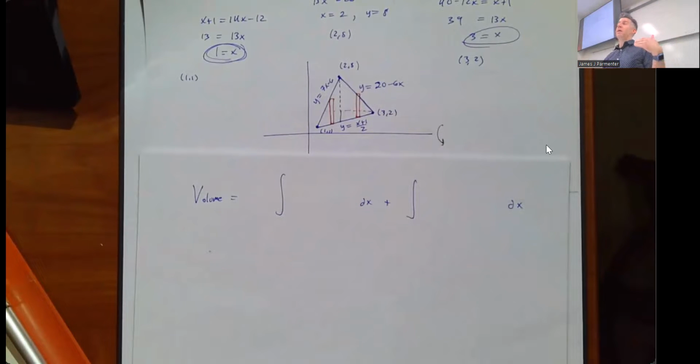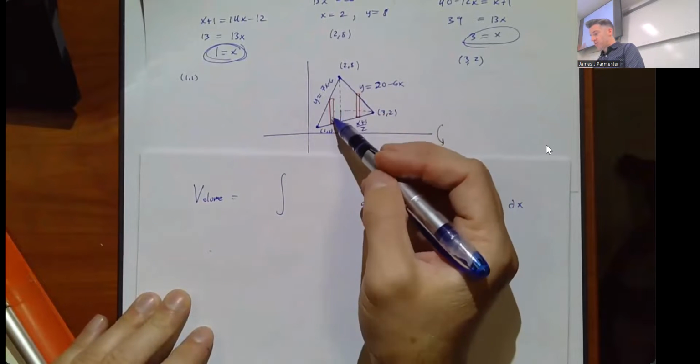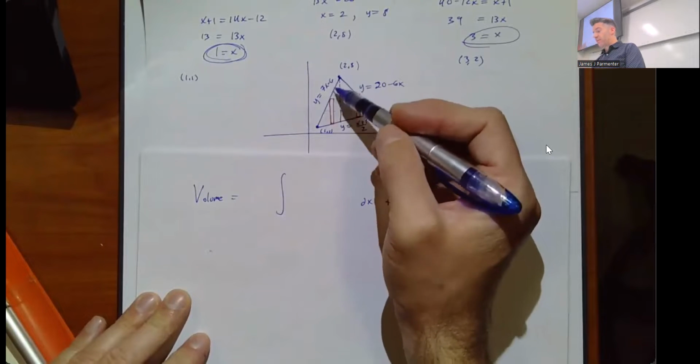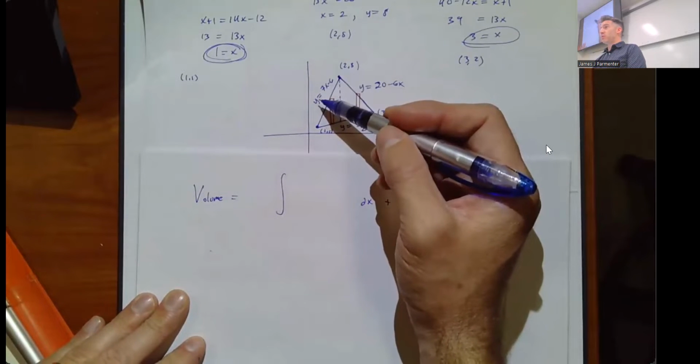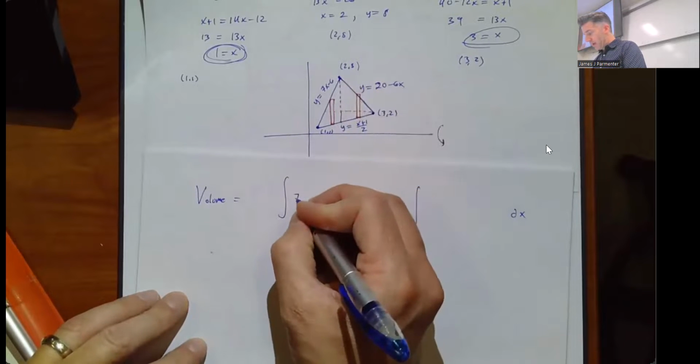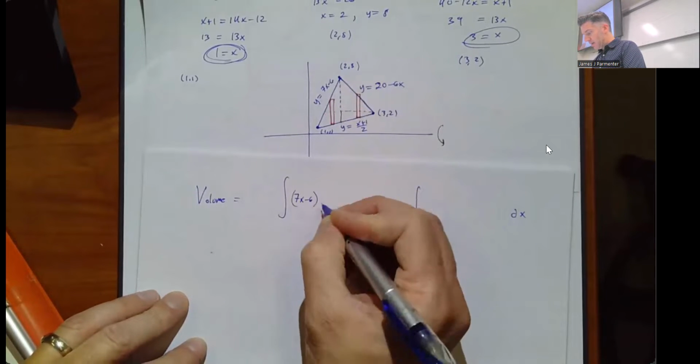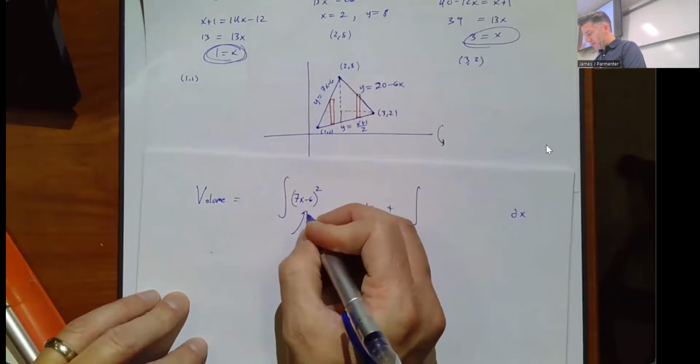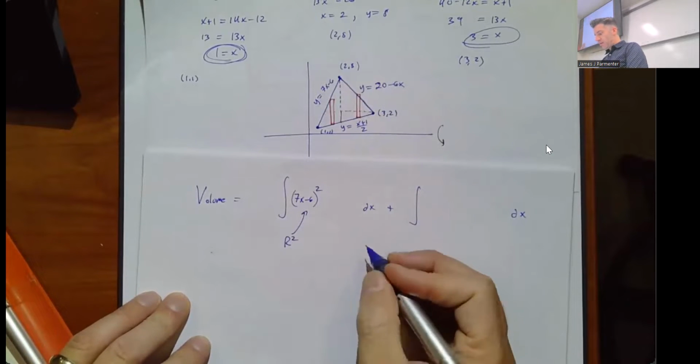But what I would say is, whenever you're revolving around an axis, the bigger radius is always the difference between the function that's further from the axis. So when I look at this strip here, this function is the one that's further away from the axis of rotation. So that's my outer radius. My outer radius is 7x minus 6. I'm squaring it. That's my big R squared.